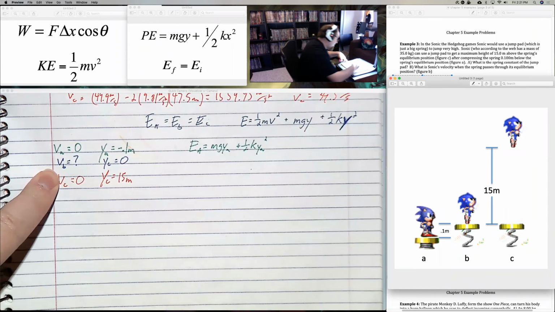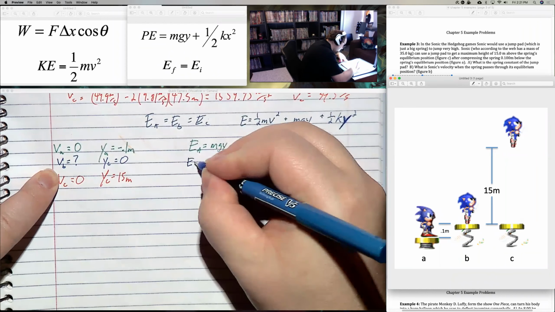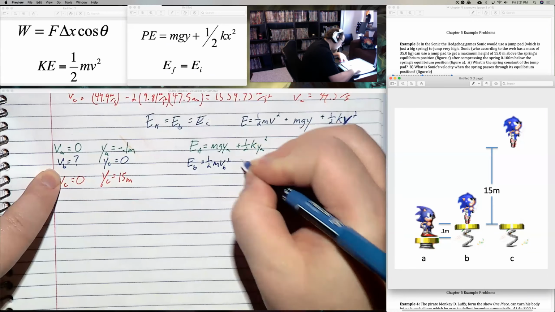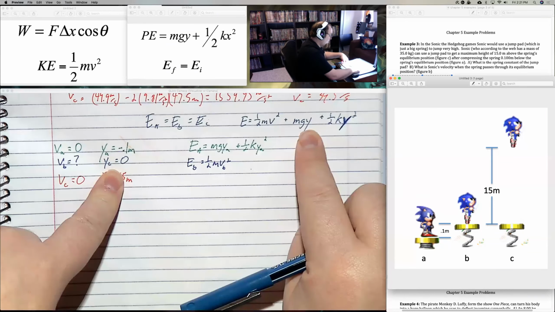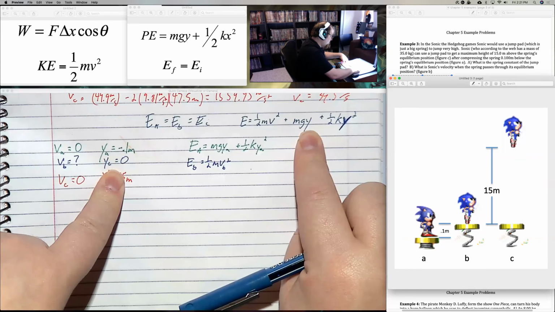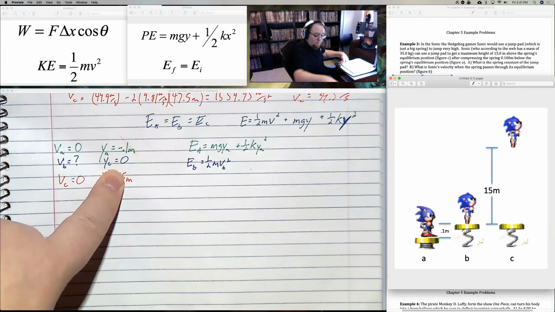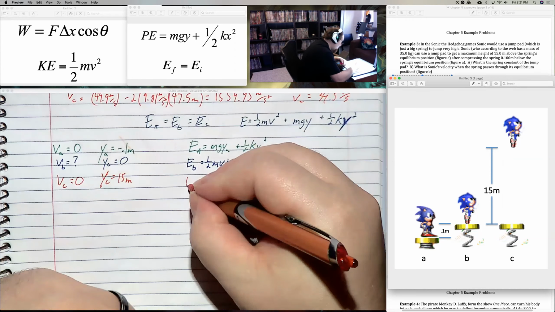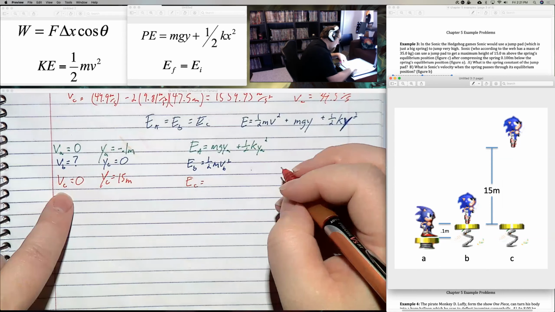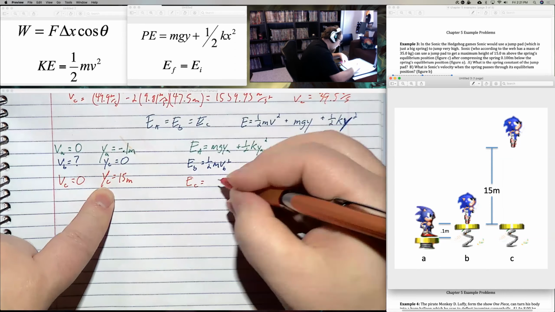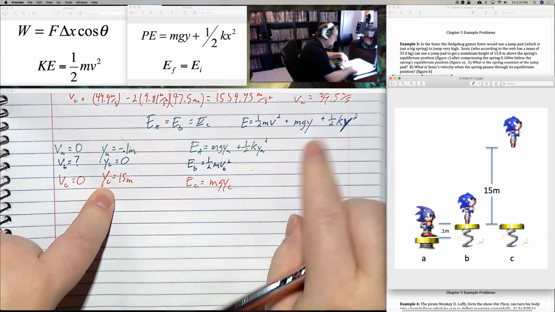My energy at B is 1/2 mv squared plus mgy, but y is 0, so I don't include it. Plus 1/2 ky squared, but y is 0, so I don't include it. My energy at C, v is 0, so this first term goes away. It's mgyc. But let's look at the spring.